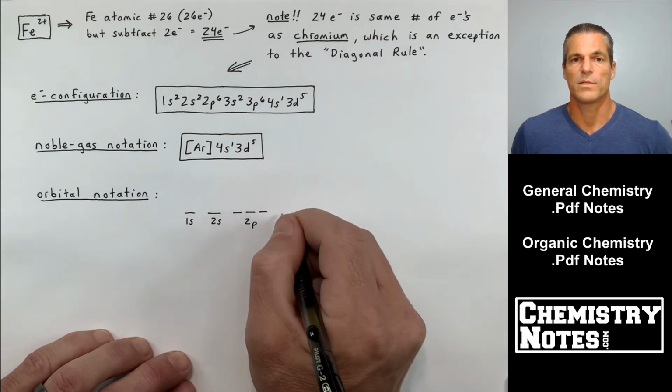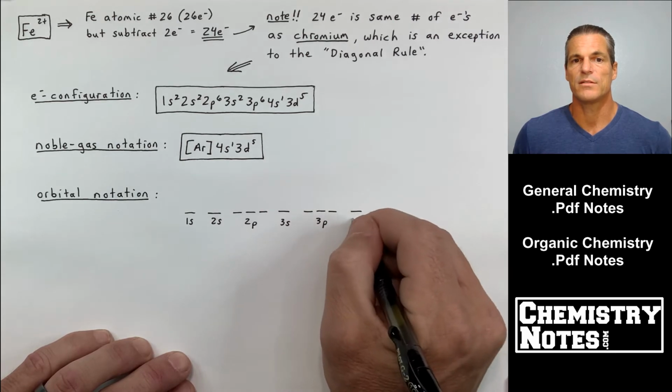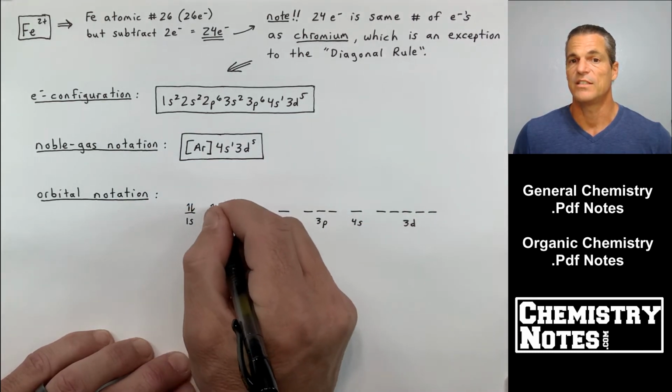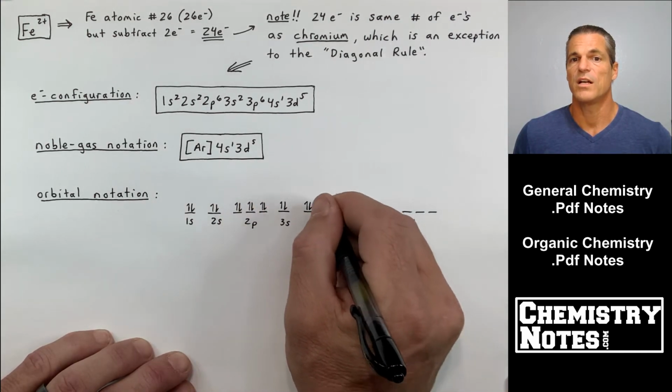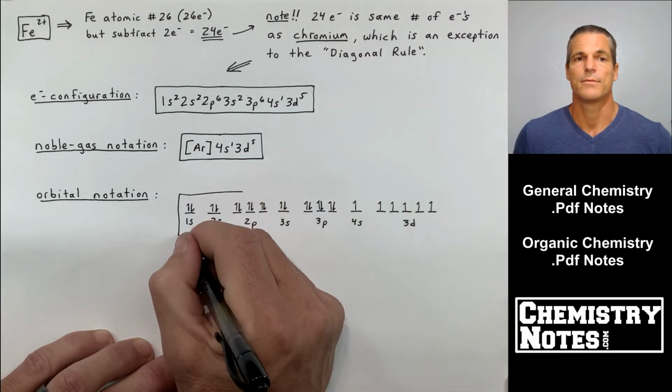All right, lastly, orbital notation. Drawing out all my orbitals. I got my 3 degenerate 2p's, my 3 degenerate 3p's, and my 5 degenerate 3d orbitals. Fill everybody up accordingly, according to Hund's rule. 4s1, 3d5 at the end.